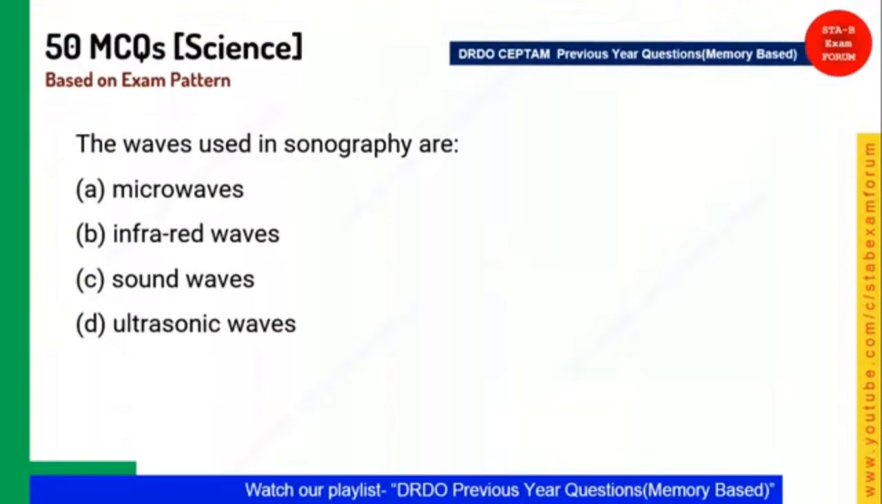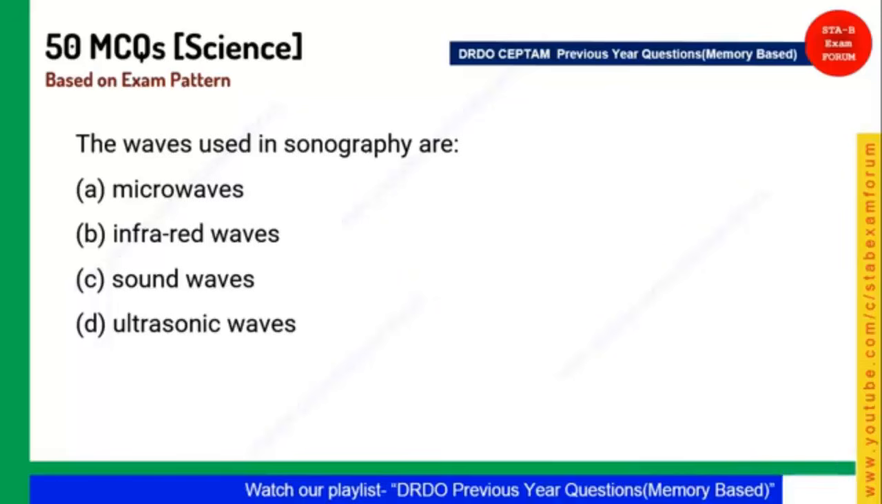The waves used in sonography are what? So these are the four options. As we have seen, most people go for sonography. In that sonography, student, ultrasonic waves are used. It is also called USG, ultrasonography. So in USG, ultrasonic waves are used.